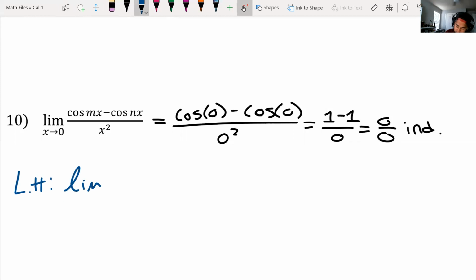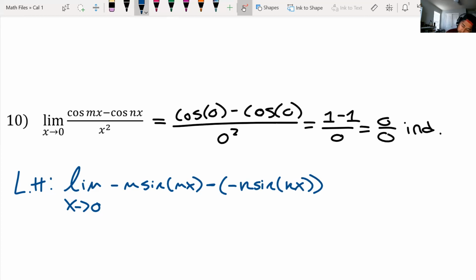And you get the limit as x approaches 0. Treat m and n as a coefficient or a constant. And what would the chain rule derivative be for cosine mx? Negative m sine mx. Good. And then what would the chain rule derivative be for cosine nx? N sine nx. Good. Over 2x.